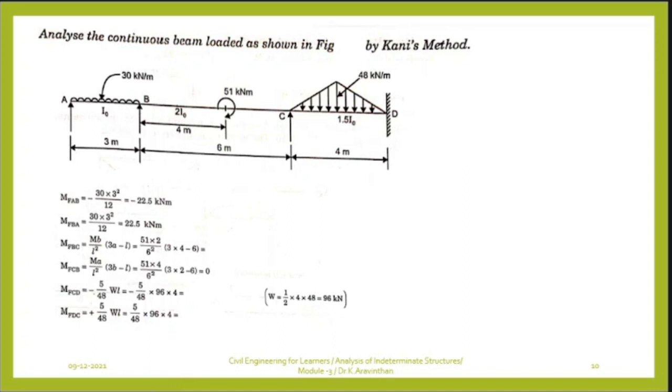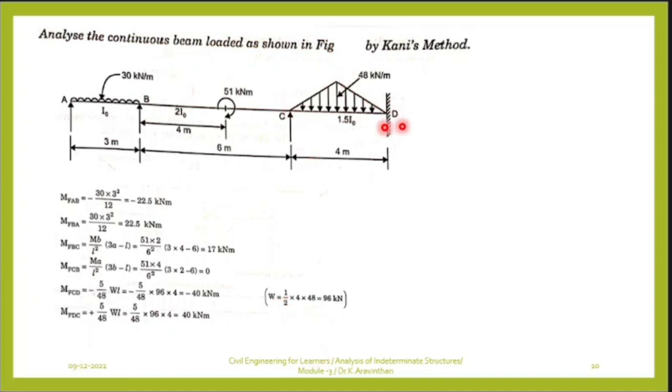M F A B and B A is 22.5. And what is M F B C? 17 kilonewton meter. So M F C B is 0 and M F C D is minus 40 and M F D C is plus 40. We have taken W as 96. How is it taken as 96? The explanation is given here at the right hand side.